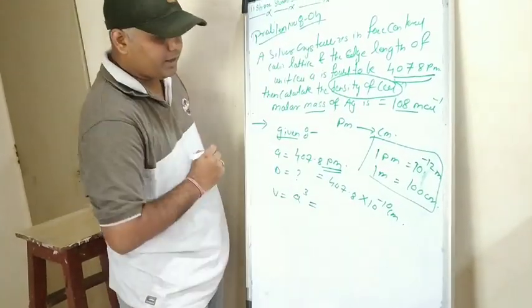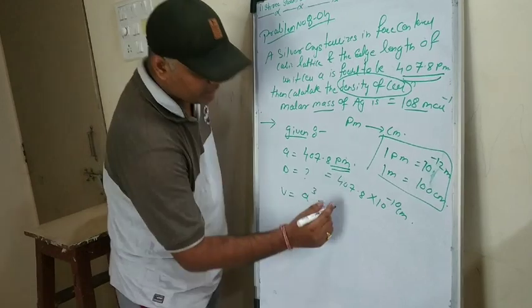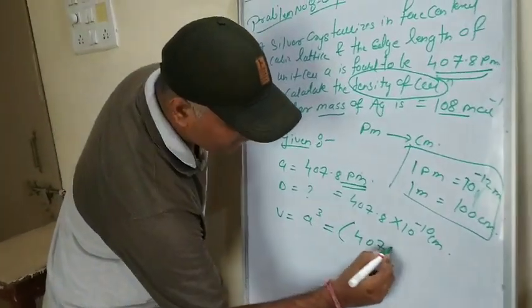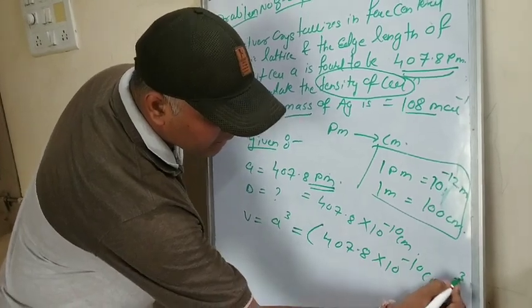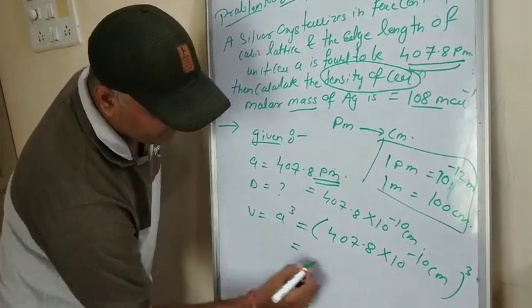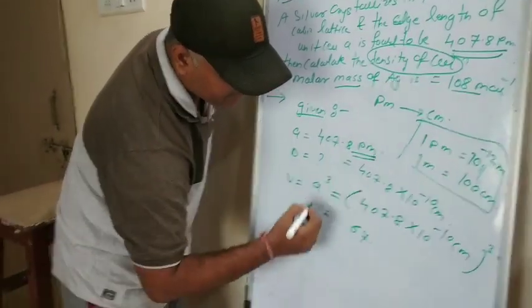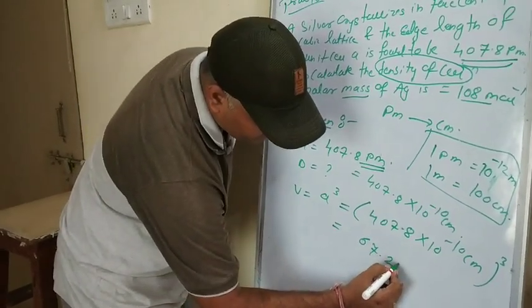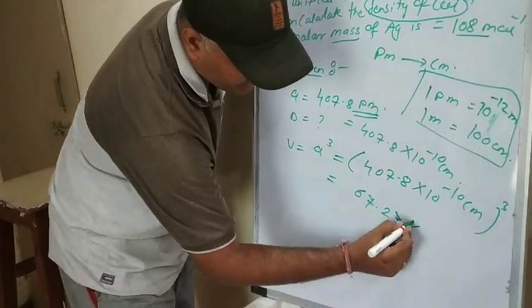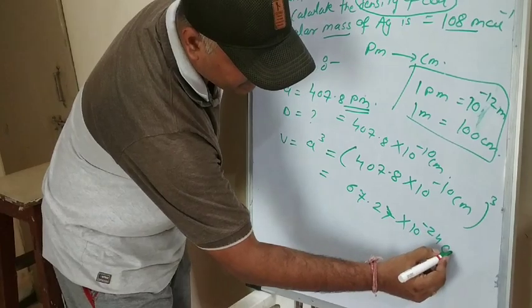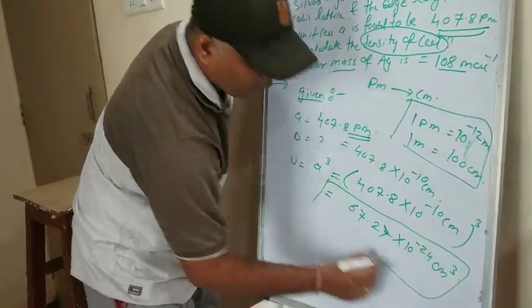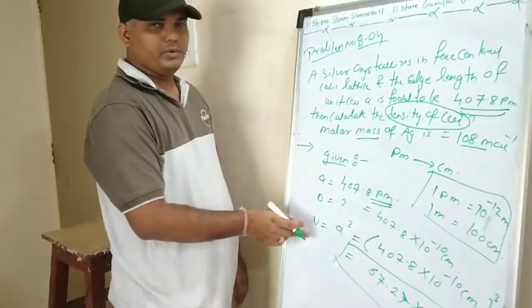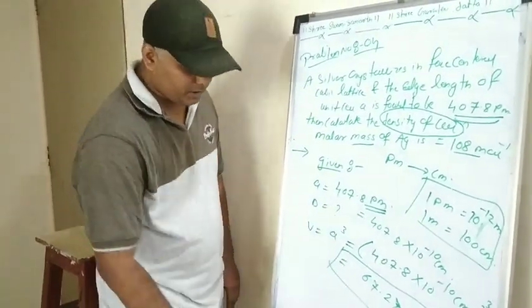तो A का क्यूब ले लेंगे हम लोग. A का क्यूब मतलब 407.8 into 10 raised to minus 10 centimeter का क्यूब. So that will be something 67.27 into 10 raised to minus centimeter cube, right? So this will be the volume of a particular unit cell. So volume we had calculated, we'll continue.